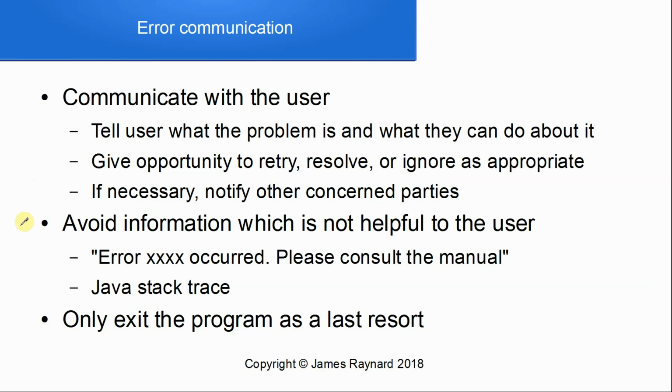When we're giving information to the user, make sure that you give information which is going to be useful to them. One thing that you see sometimes, especially with open source software, maybe not so much these days, but certainly a lot in the past, even with commercial software: "Error, then some code number occurred. Please consult the user manual."